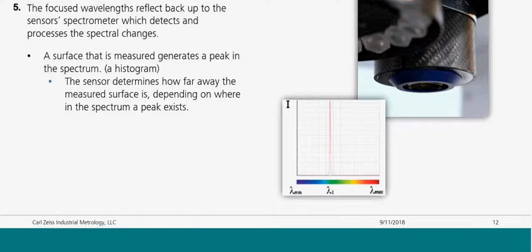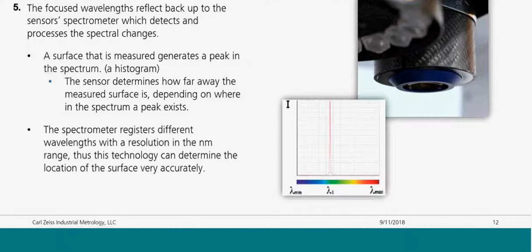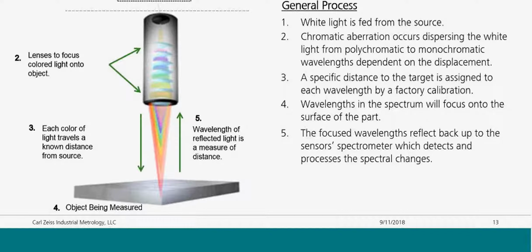So here you can see, as in the example, we have green light reflecting back into the sensor, meaning that the sensor is able to determine how far away that surface is from the sensor based on the color of light that gets reflected back here. Something to note about these spectrometers is also that they're very precise. They have resolution down to the nanometer level. So anywhere within that range, 400 nanometers to 700 nanometers, you're able to very accurately determine the position of the surface away from the sensor.